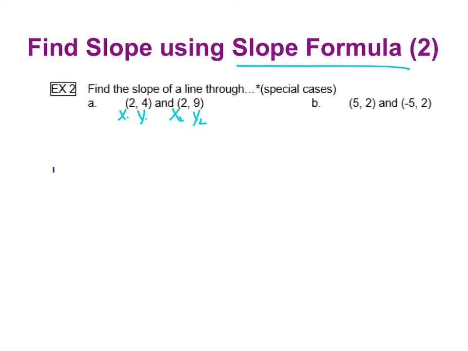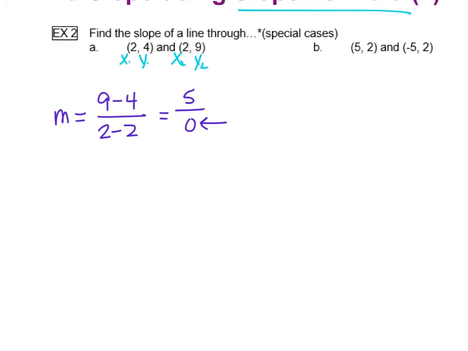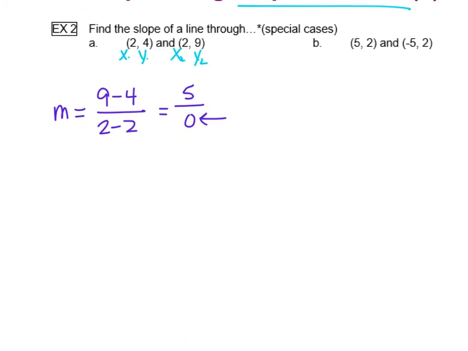So we find our slope using the slope formula, y2 minus y1, so 9 minus 4, over x2 minus x1, 2 minus 2. 9 minus 4 is 5, and 2 minus 2 is 0. So this is a special case because that 0 showed up in our fraction. Now, you may remember that in math you cannot divide by 0. So if 0 is ever the bottom number, we're going to write an answer of undefined.